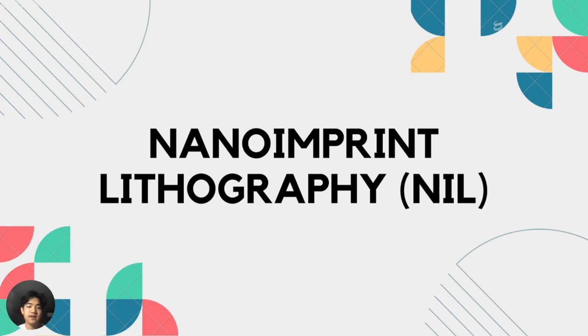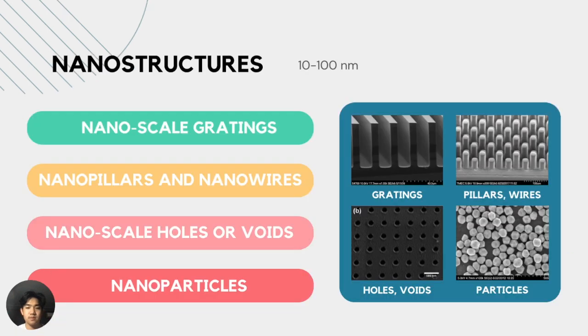So the last one is nanoimprint lithography. This method is particularly suitable for creating patterns with high resolution and high aspect ratio. It can be used to produce various types of nanostructures. There are four main structures produced by NIL. The first one is nanoscale gratings. These are periodic patterns of lines with nanoscale dimensions.